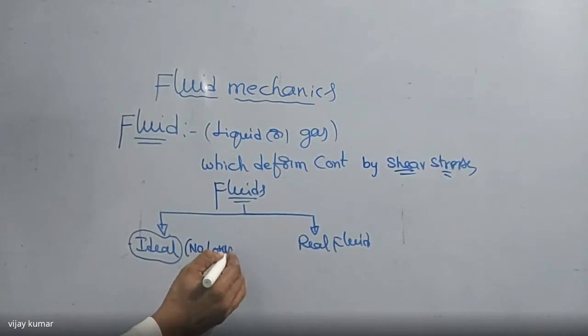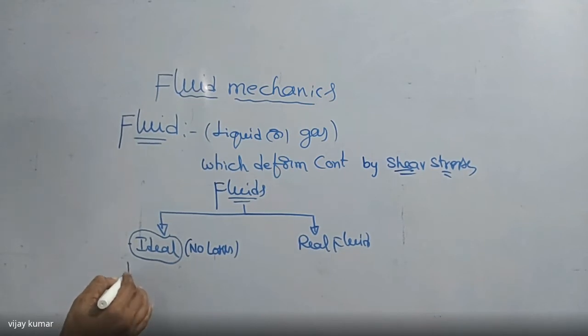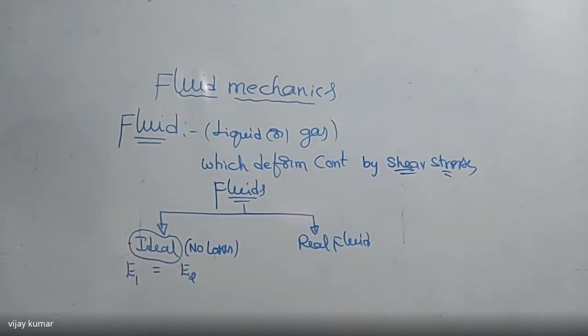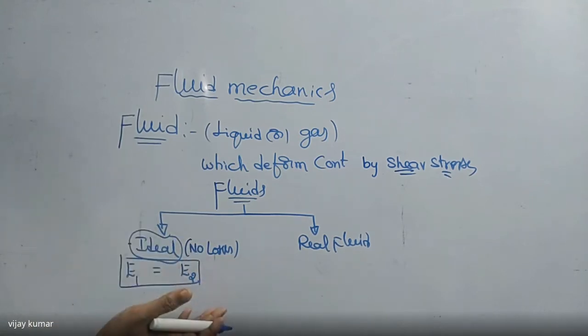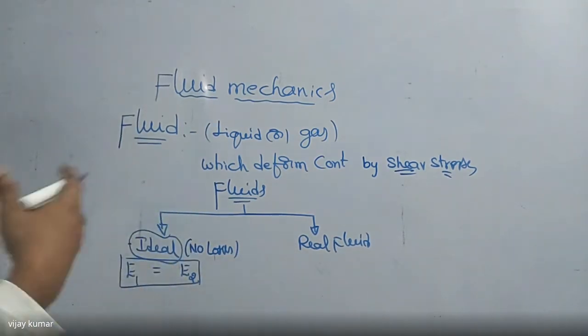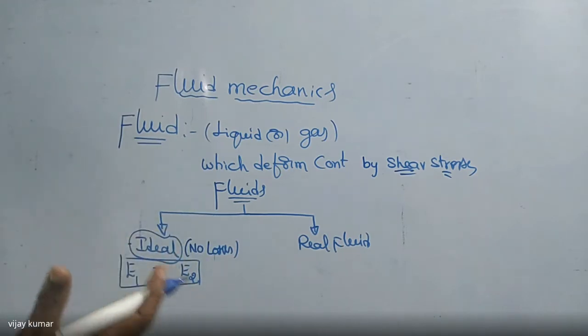No losses means what? What is the energy at input, E1? What is the energy at output, E2? If E1 is equal to E2, then what is the value of losses? There is no losses. That means energy input is equal to energy output, both energies are equal, so there is no losses. But in our nature, if you take any fluid or any system, every system has some losses.